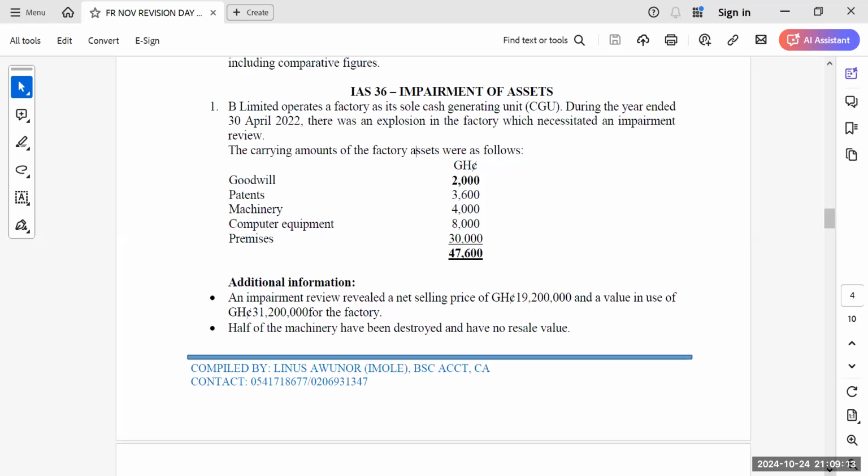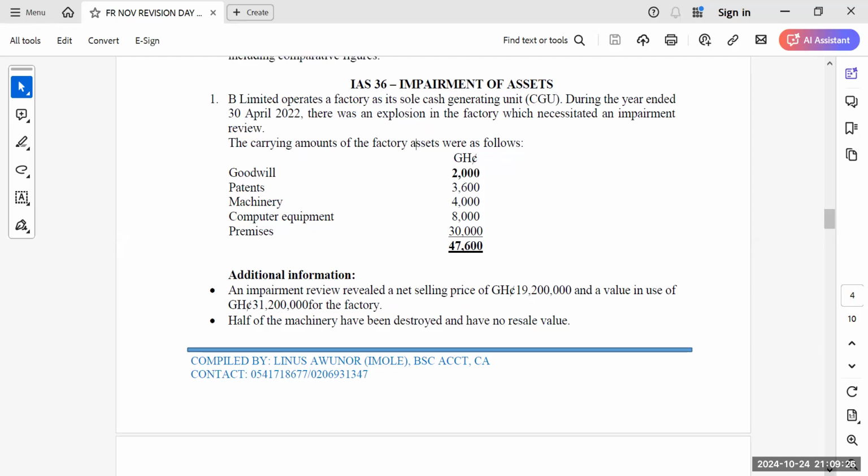All right. So let's say impairment. Question number 1. B Limited operates a factory as its sole cash generating unit. During the year ended 30th April 2020, there was an explosion in the factory which necessitated an impairment review. The carrying amounts of the factory assets were as follows. We have goodwill. Forget about that one.